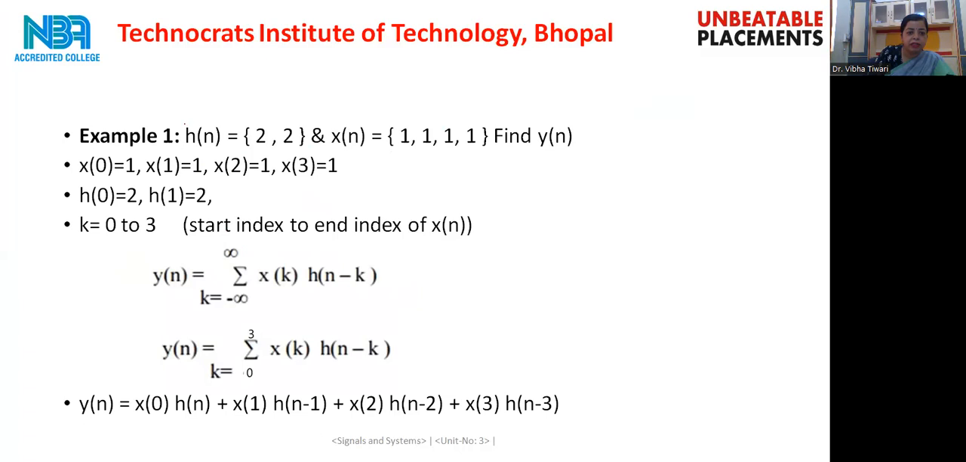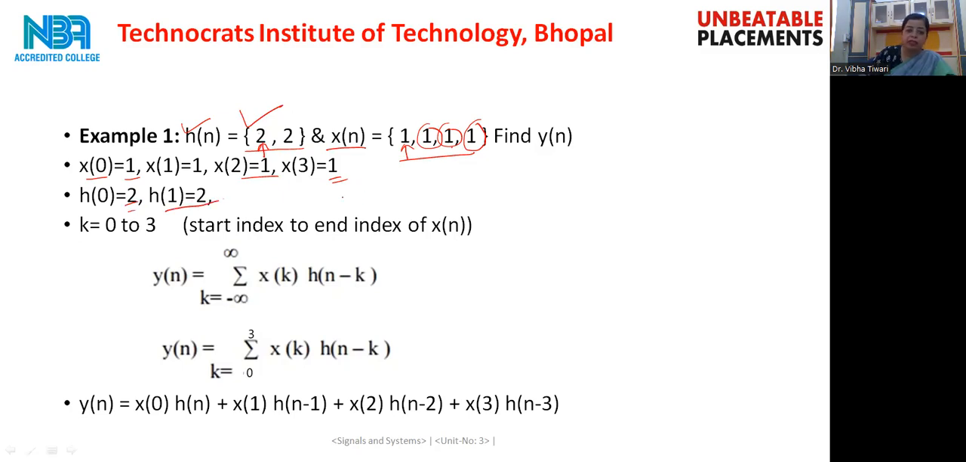The impulse response of the system is given as h[n], which is 2 and 2. The input to the system is 1, 1, 1, 1. Since the zeroth sample is not marked, we will consider the first one as our zeroth sample for x[n]. So x[0] = 1, x[1] = 1, x[2] = 1, and x[3] = 1. Similarly, for h[n], h[0] = 2 and h[1] = 2.